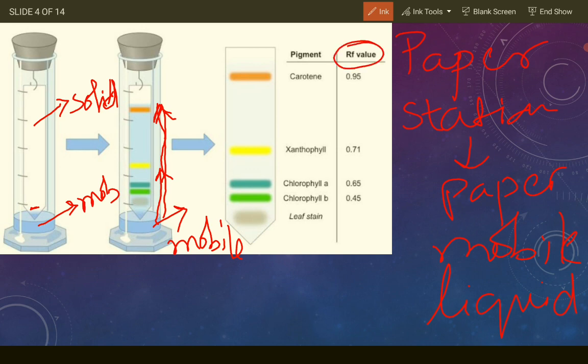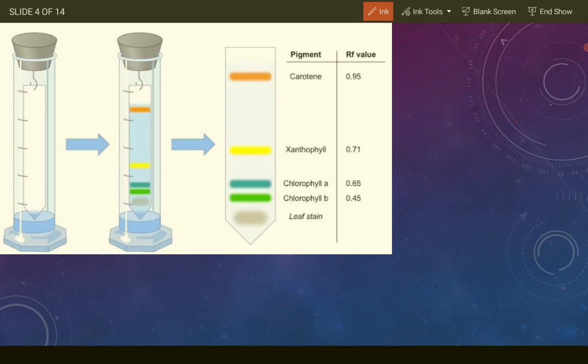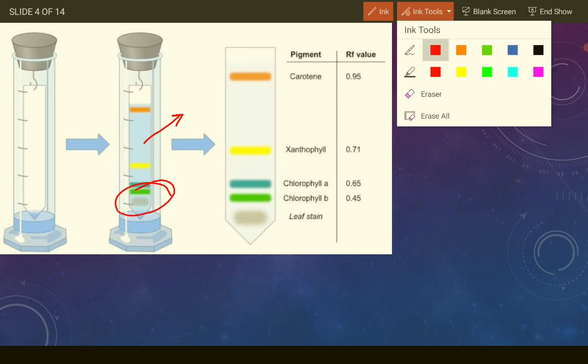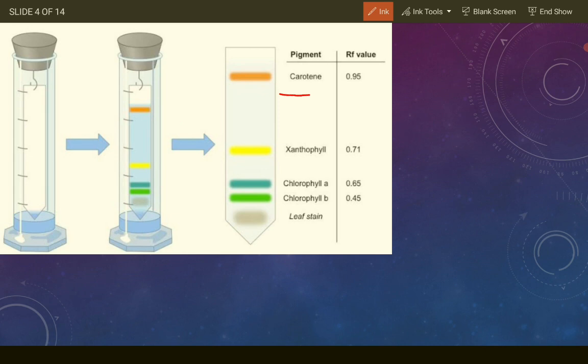If it is more soluble in the mobile phase, we'll find it at the top, while if it is less soluble in the mobile phase, we'll find it at the lower half. If it has more affinity towards the solid phase of the paper, then we'll find it at the lower end of the paper, right? So let's see what happens. The carotene is found here, the xanthophyll is found here, the chlorophyll A and chlorophyll B, right?